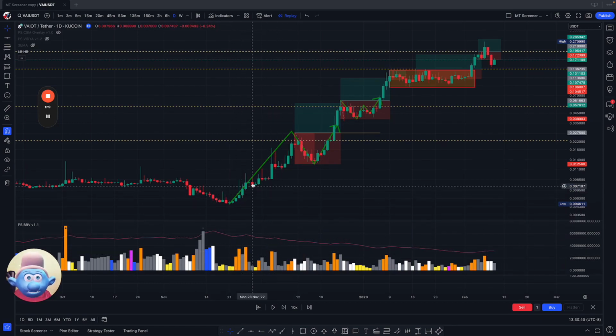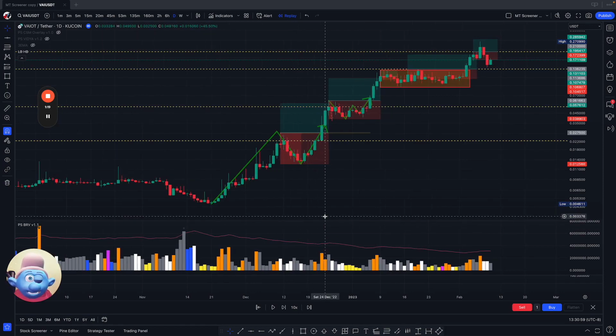So this is showing that even if there are red days, the sellers aren't overwhelming the buyers on those red days. So we want to be paying attention and we want to see more orange bars in the history leading up to our breakout.